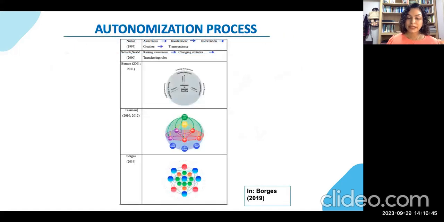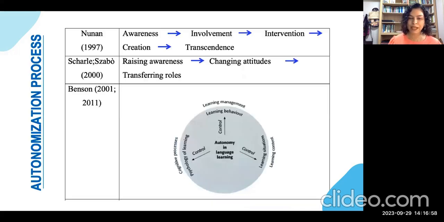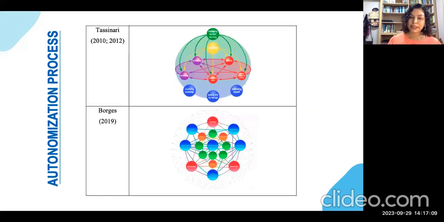I also discuss the contribution of different authors in the literature who proposed models of autonomy development, such as Nunan, Littlewood, Benson, and Tassinari. At first, autonomy was seen as a more linear process. Then, along time, this understanding has changed. The dynamic model proposed by Tassinari that you already discussed here is an amazing work and shows the non-linearity of autonomy development and how dynamic this process is.